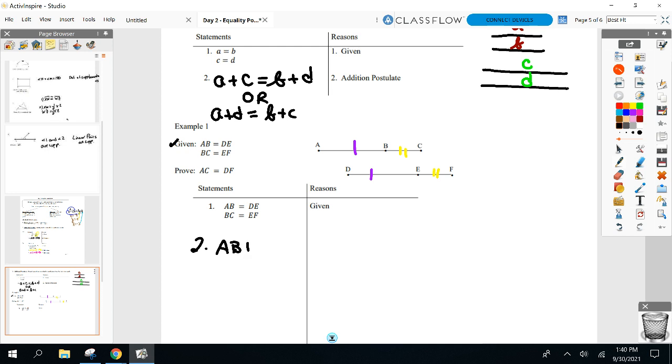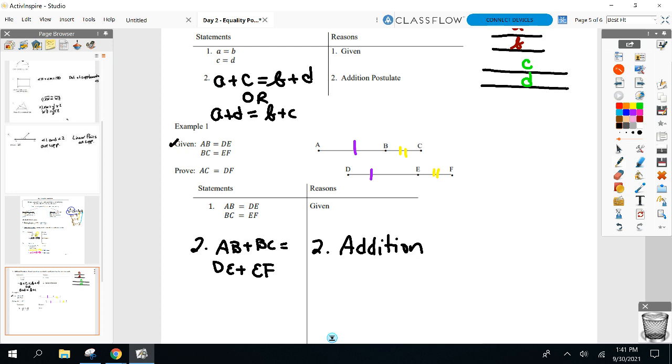AB plus BC equals, now you're going to tell me what other pairs, because it's going to be equal to the other pairs added together, which are DE plus EF. This is addition right here. Does that make sense what we wrote there? These two added equal to these two because the pairs were equal. Reason why they're equal? What's the postulate? Addition. And I don't need to have the word postulate, by the way. Addition will be just fine.